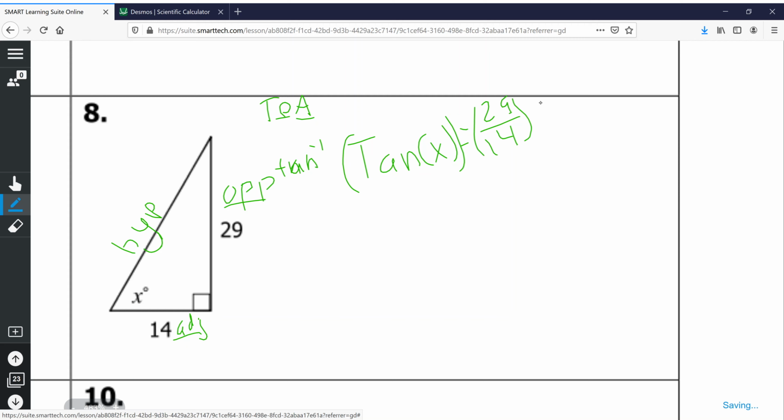Okay, so 29 over 14, now I apply the inverse tangent to each side. And they cancel out, and on one side I'm going to be left with x. Sooner or later, you're going to just figure out, oh, I just need to apply the inverse tangent of that ratio, and you won't even write many of these steps out. But you need to show your work anyway, right? It happens every year. That's okay. The inverse tangent of 29 over 14.